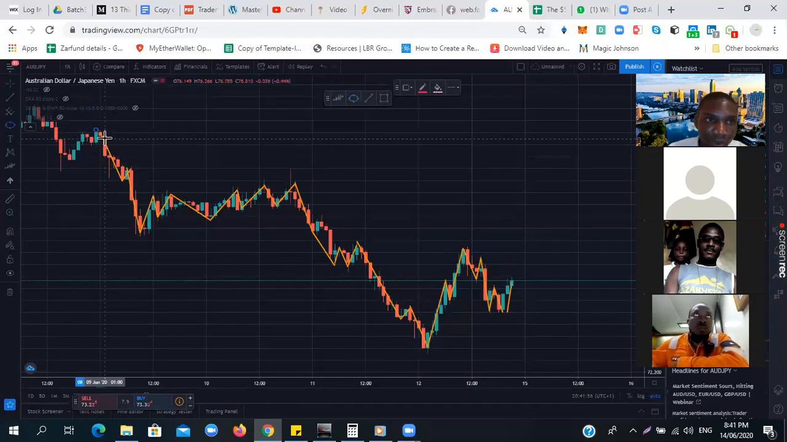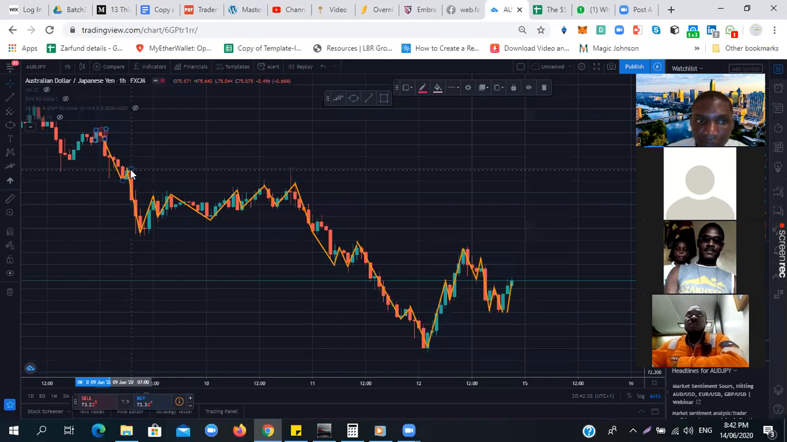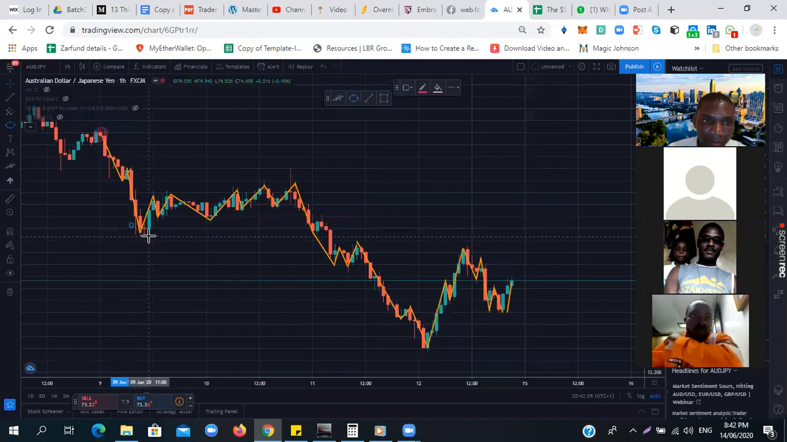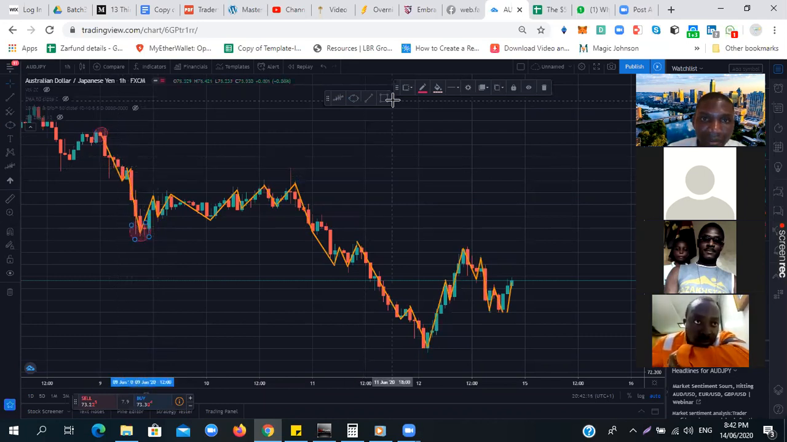Price moved from this point right here. Then it came to this point right here, and then it pulled back. Once it pulled back, it came to another low point. So what happens is that around here, market price gives us a structure. We have a structure here.